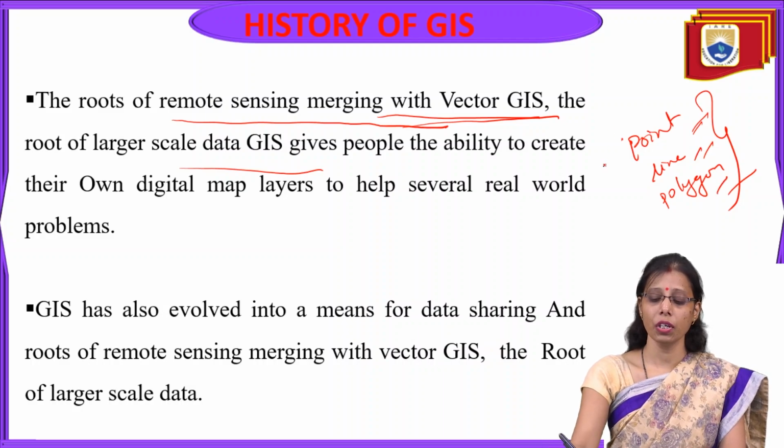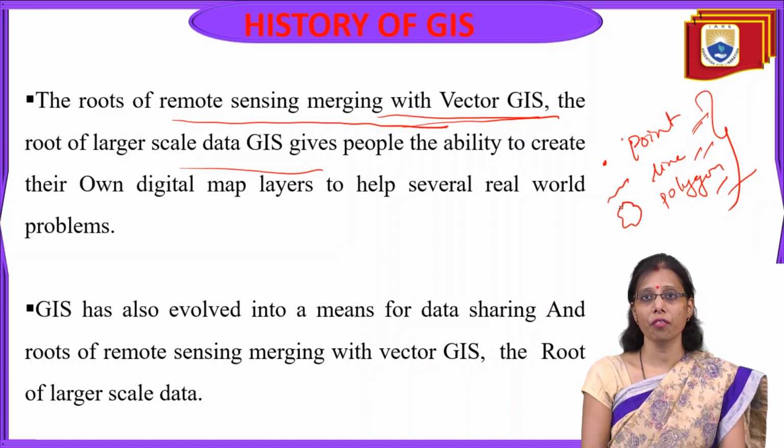So point will look like this. This is the spatial information. Line will be in this symbol form and polygon will be in this symbol form. So these are the three features which we use to merge remote sensing with vector GIS.